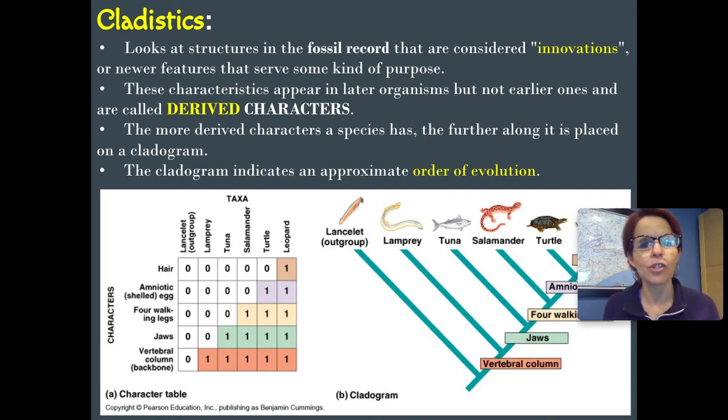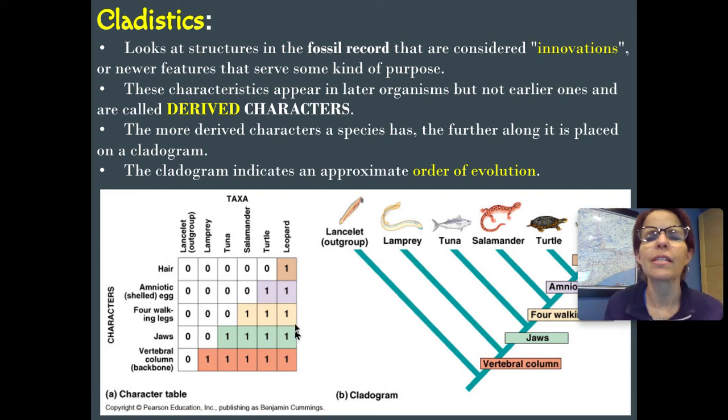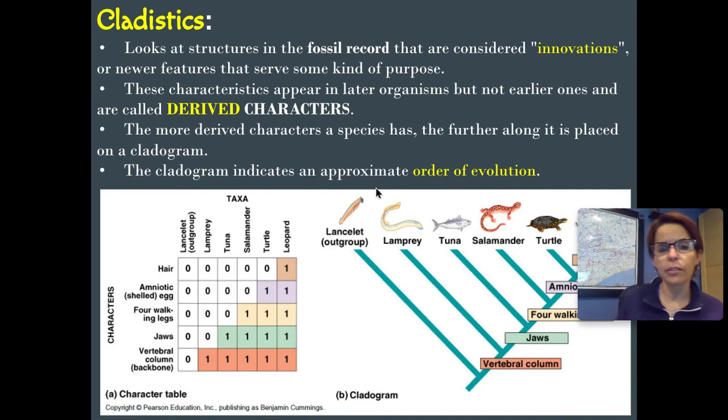That's a fancy word for just meaning a new feature that's arrived, a new variation, a new adaptation. And you can see some of these. It's super simplistic here. But in this data table here, hair, amniotic egg, so it's an egg with a shell on it, 4 legs, jaws, and vertebrae, a backbone. Those are examples of the innovations. And it says these characteristics appear in later organisms, but not in earlier ones. And they're called derived characters. You don't have to memorize that. Just listen for the moment.